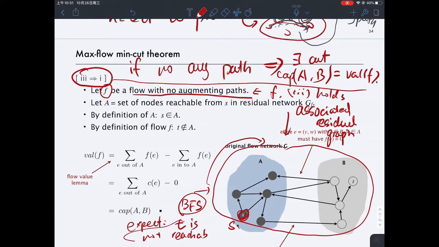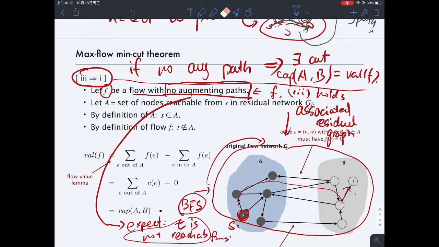If T were reachable, then I would be able to find a path connecting S to T. That basically means that an augmenting path exists. So because an augmenting path doesn't exist, we expect to see that T is not reachable from S. So this is the first observation we have. When T is not reachable from S, let's put together all the nodes that are reachable from S within the residual graph.